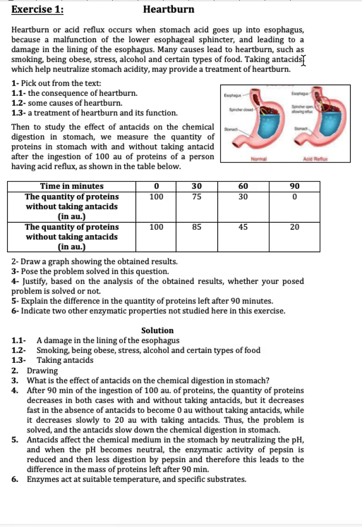Taking antacids, which help neutralize stomach acidity, may provide a treatment of heartburn. So the treatment here for this problem is taking antacid. Antacid is like those pills that people take. What do they do? These antacids are important because they neutralize the acidity of the gastric juice. Meaning if the acid goes up into the esophagus, we can reduce the acidity.